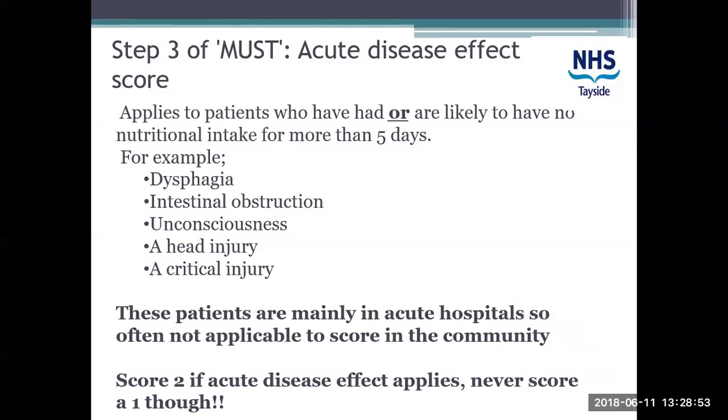So these patients are mainly in acute hospitals, so often not applicable in the community. So it's probably very unlikely for care home residents to score within step 3 of the MUST. But it's just being aware that there is a step 3 there. You would never score a 1 either. It would either be a score 2 if acute disease effect applies, or it would be a score 0. So there would never be an option for a 1 within that step. Okay.